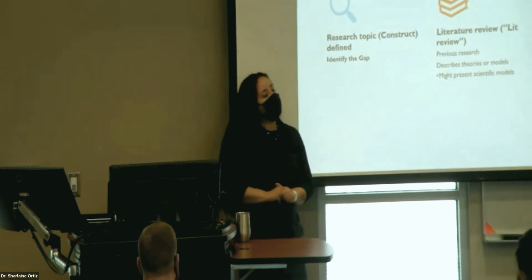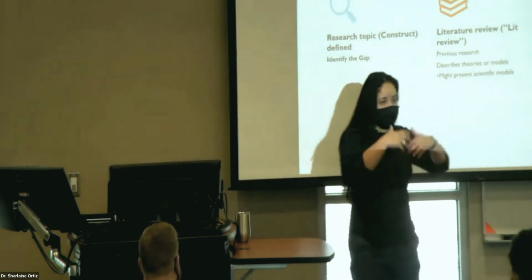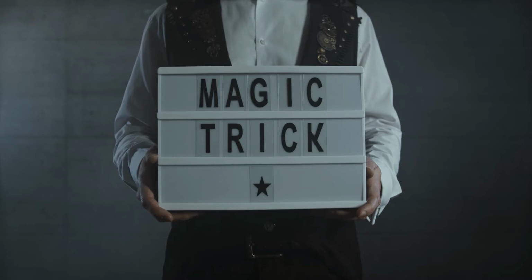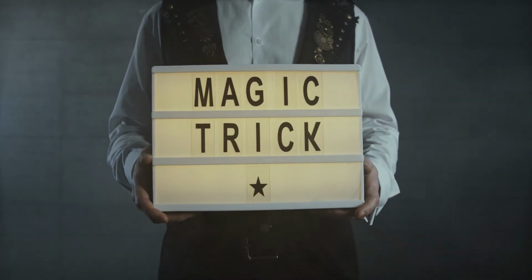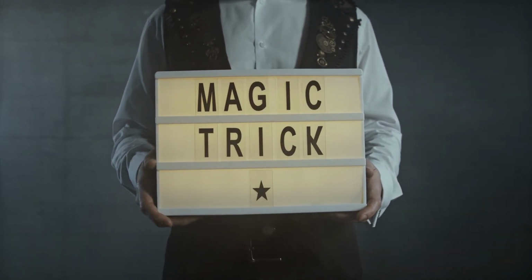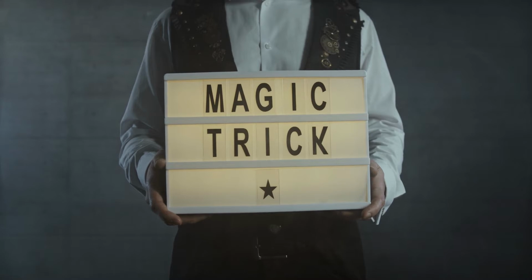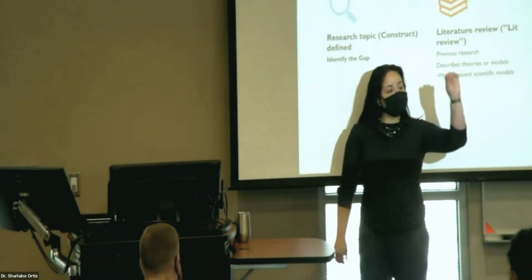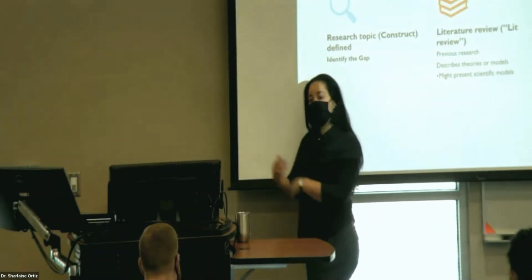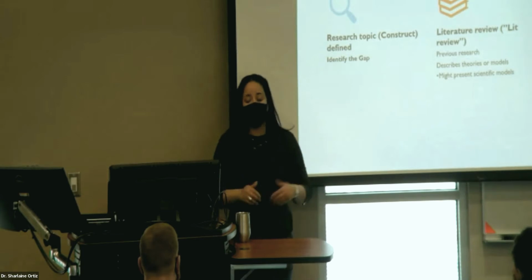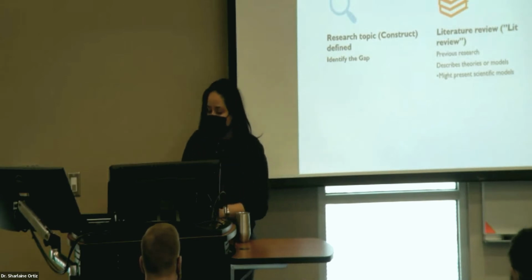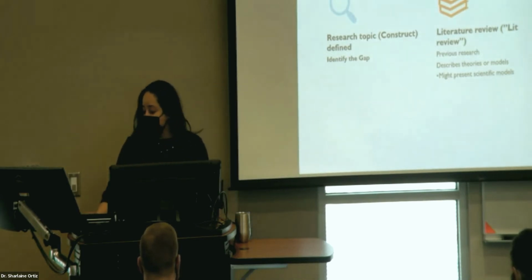I do need you to keep in mind that usually this definition does not come out of a hat, right? Just like a magician would pull out a rabbit. Usually you would use previous research to find the definition of your construct. Generally, you would use previous research to define your construct. So that definition you would find in your introduction.